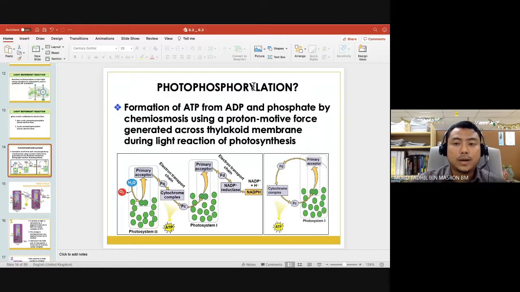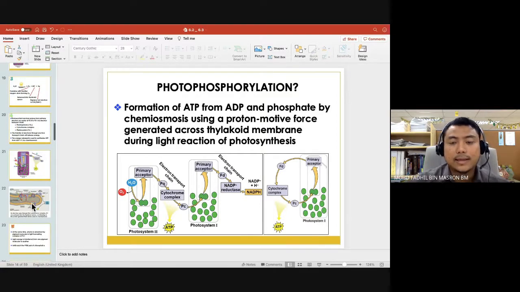So what is photophosphorylation? Let's break down this long word. I will start with photo. Photo means using light. Phosphorylation means we add phosphate. Add phosphate to what? To ADP, so that it becomes ATP. That is why the sentence here says formation of ATP from ADP and inorganic phosphate by chemiosmosis. So there will be chemiosmosis over here using a proton motive force. Proton motive force is the movement of protons, or hydrogen ions, generated across the thylakoid membrane during the light reactions of photosynthesis. Sounds so complicated, but don't worry too much. I will help you later.